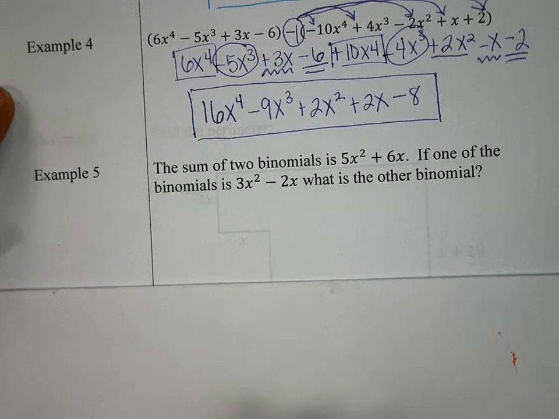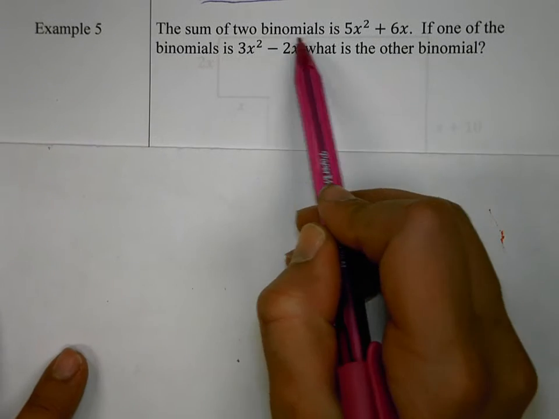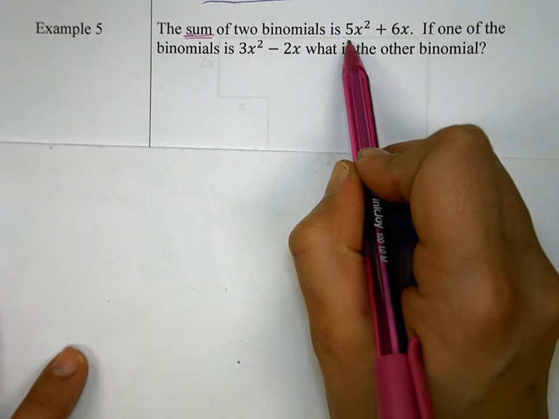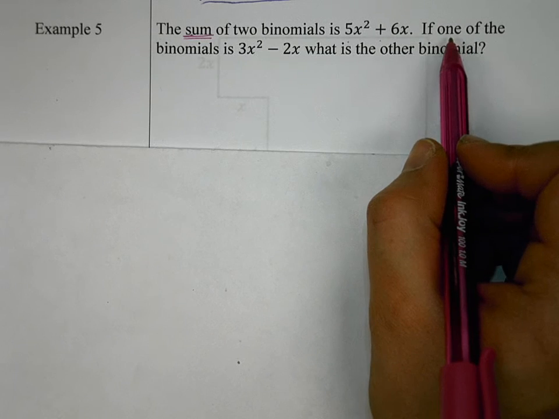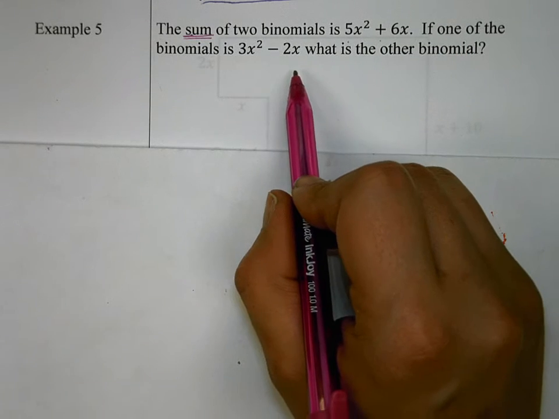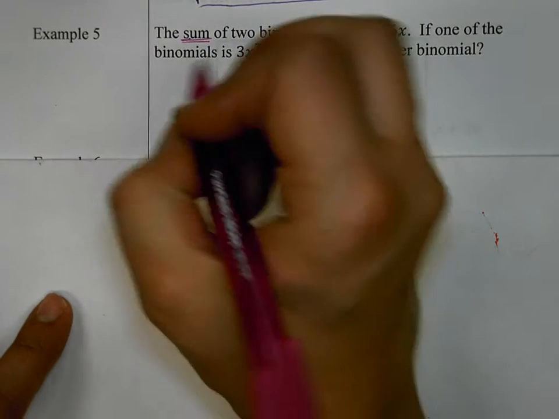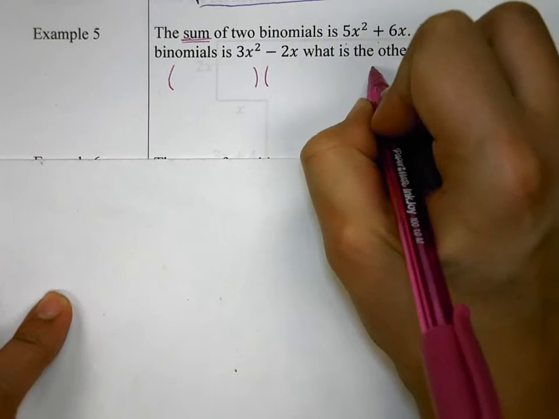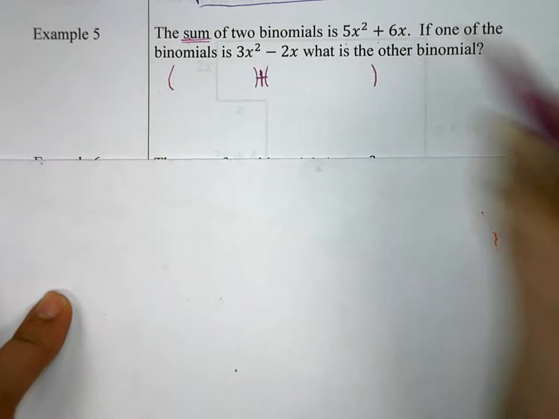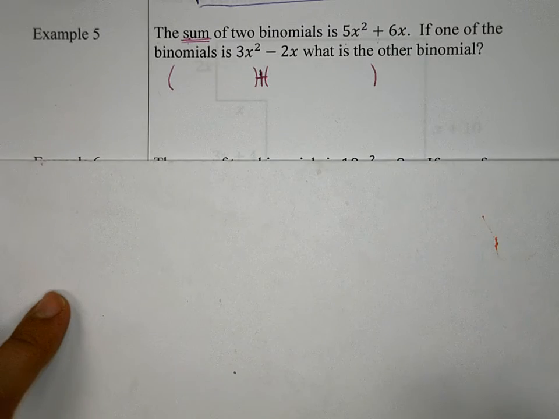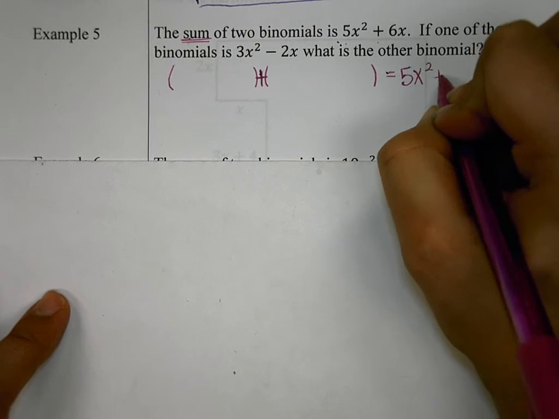Example 5 tells us that the sum of two binomials is 5x squared plus 6x. If one of the binomials is 3x squared minus 2x, what is the other binomial? So basically what they're saying here is I have two binomials. So I'm going to put them both in parentheses for right now. And the sum of the two, so I'm actually adding the two binomials here. The sum of the two binomials, so the answer is 5x squared plus 6x.